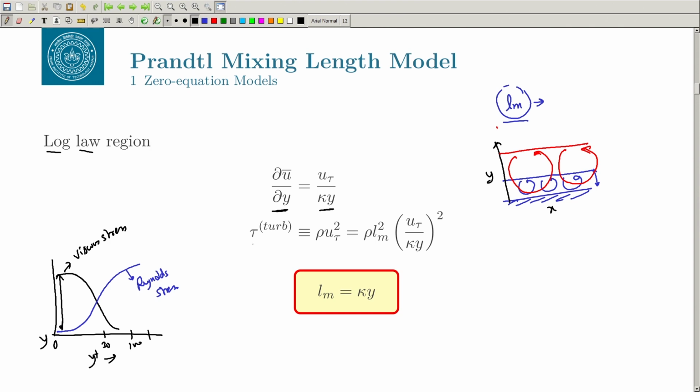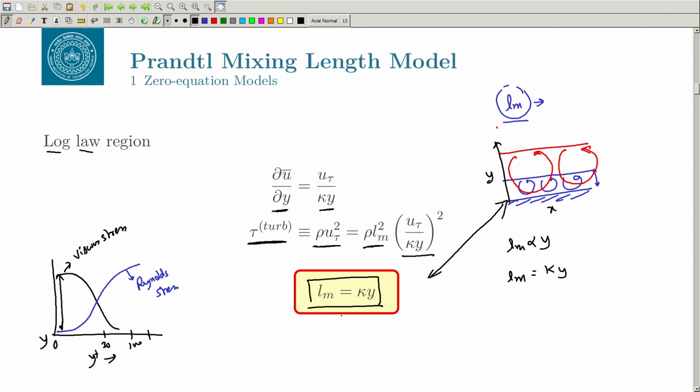So, the total stress can be taken as the stress near the wall, which is rho u tau square, and which is given as rho Lm square u tau square by Ky. If you compare this, that will give you the value of length scale as kappa y. The length scale of kappa y comes from this argument that my length scale should be proportional to the eddy size, which is the distance from the wall. So, there has to be a proportionality constant. So, Lm is proportional to y, and that becomes Lm equal to kappa y.